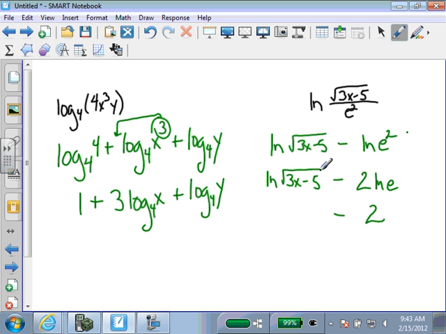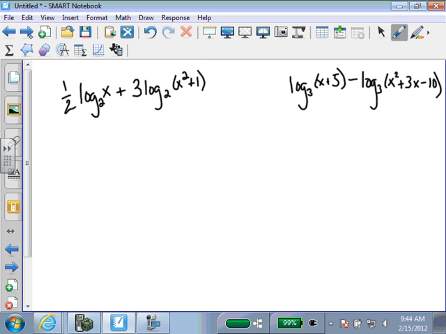And the square root is actually the 1/2 power. So this is essentially 3x minus 5 to the 1/2 power. So I can bring that 1/2 in front and have natural log of 3x minus 5. There's nothing else I can do with this because the natural log of a difference is done. So that's as simple as these two can be in an expanded form.